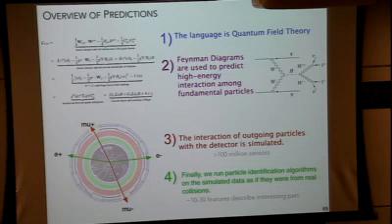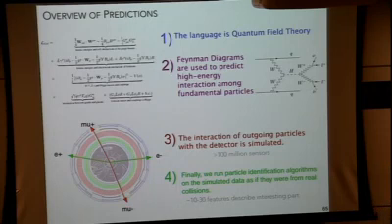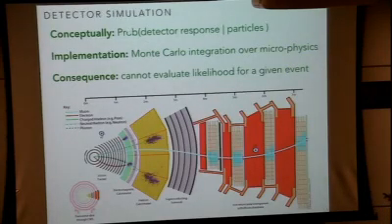So that's roughly the chain that we do, and we have all of this coded up into some computer code, and that's our Monte Carlo simulation, or let's just call it simulation. I can use it to generate a bunch of examples of what the data could look like. Conceptually, that thing is the probability of the data given the theory and the detector description. So conceptually, the detector simulation is the probability of detector response given the particles. The implementation is this huge Monte Carlo integration over the microphysics.